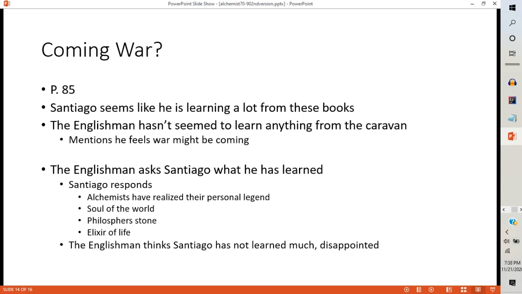One day, the Englishman asks Santiago if he has learned anything, and Santiago responds, "Well, I have. I've learned that alchemists have realized their personal legend. I've learned about the soul of the world, this masterwork, which is divided up into the Philosopher's Stone and Elixir of Life." And the Englishman gets kind of upset.